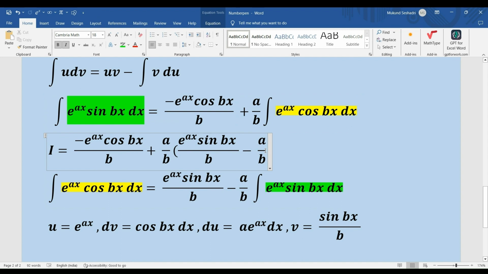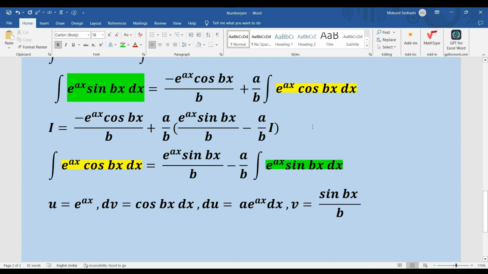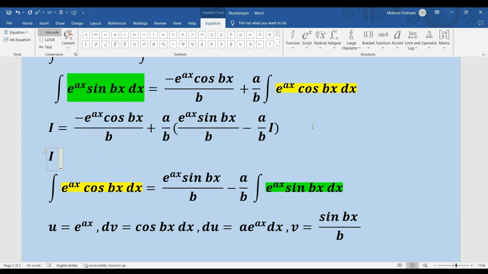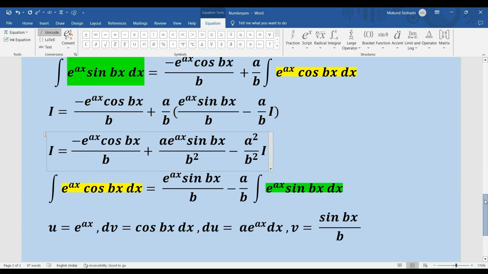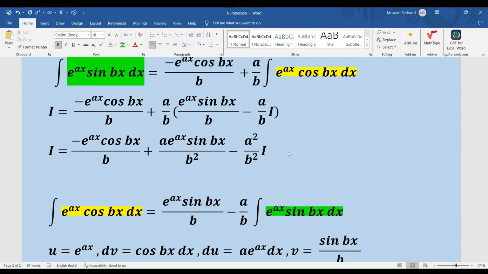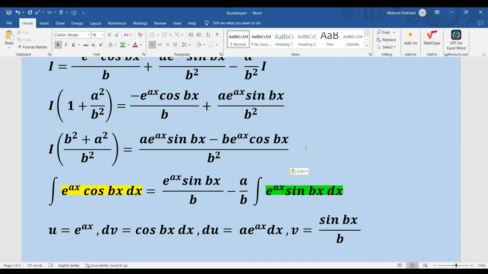So I can rewrite my integral of e to the power ax into sine bx dx as I now. I hope you folks are with me. And now it looks like if I do a bit of rearrangement, I have an answer to the problem. So my LHS remains I, and then I rearrange the terms on the RHS. Now I'm going to move the I expression on the RHS to my left hand side. And what do I get?